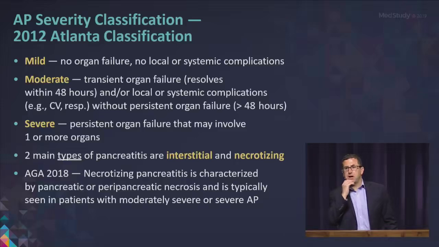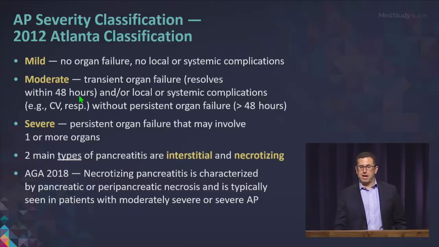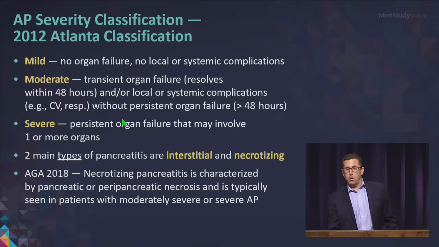When we're talking about the severity of pancreatitis, there's something called the Atlanta classification. So it's divided into mild, moderate, and severe. Mild is no organ failure and no local or systemic complications. Moderate means that there's transient organ failure that resolves within 48 hours and/or local or systemic complications, for example, cardiac or respiratory complications, but no persistent organ failure.